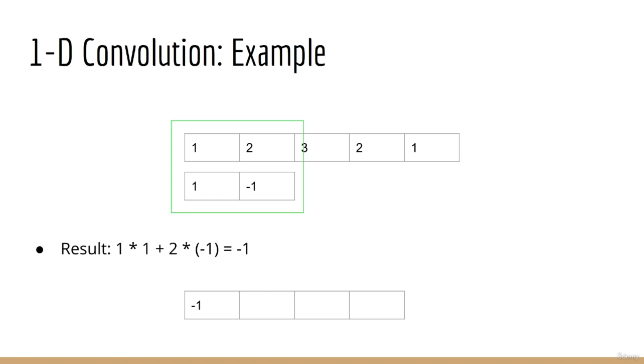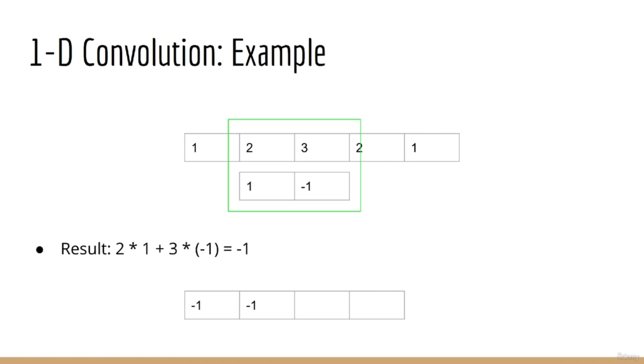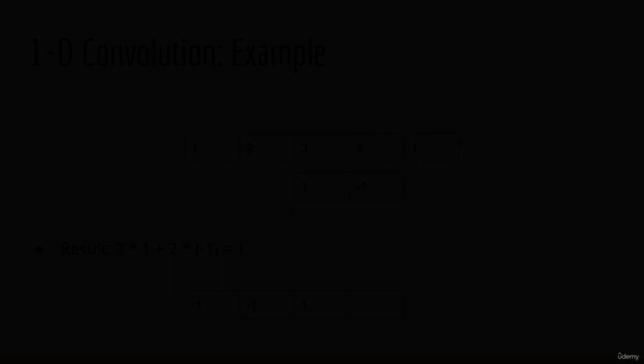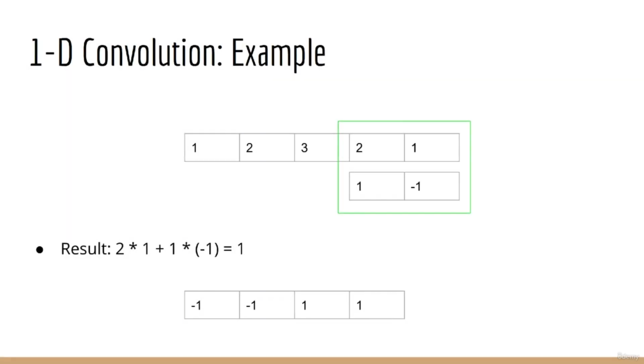At the first position, we have 1 times 1 plus 2 times -1, which is -1. At the second position, we get 2 times 1 plus 3 times -1, which is -1. At the third position, we get 3 times 1 plus 2 times -1, which is 1. And at the fourth and final position, we get 2 times 1 plus 1 times -1, which is 1. So essentially, exactly what we would expect.